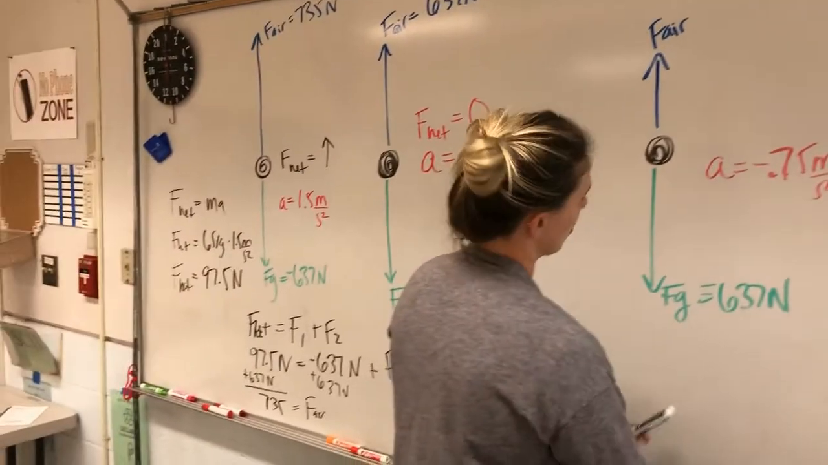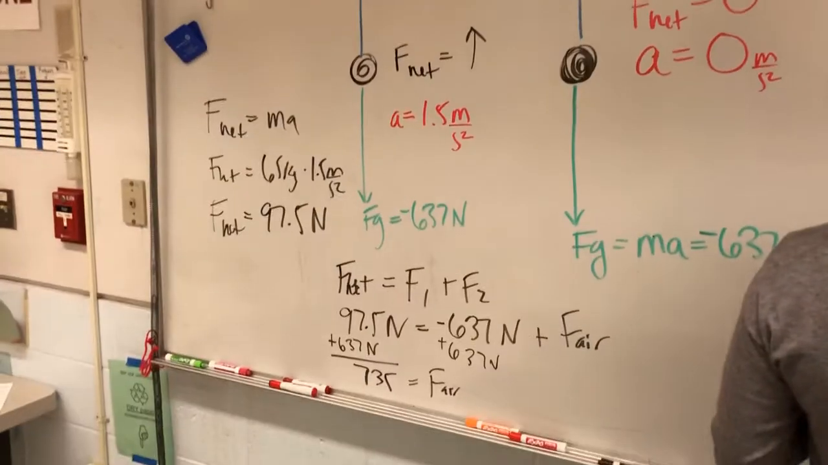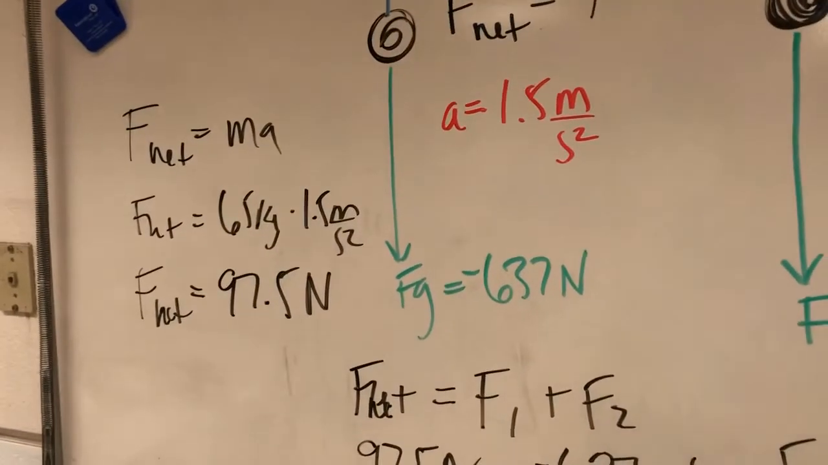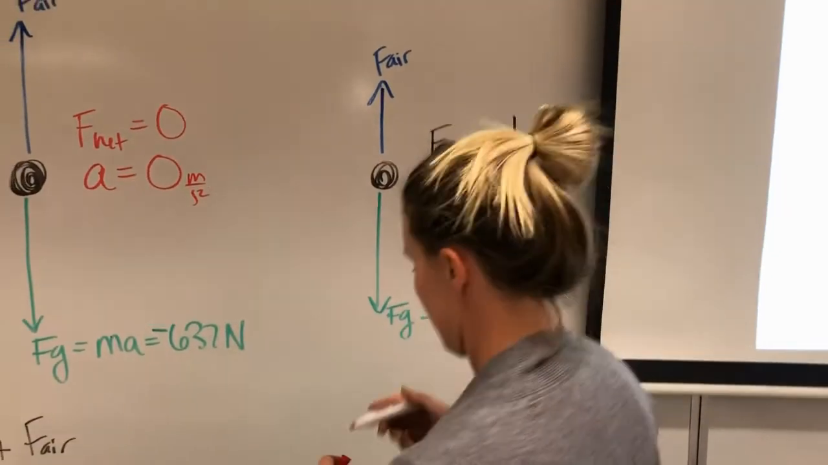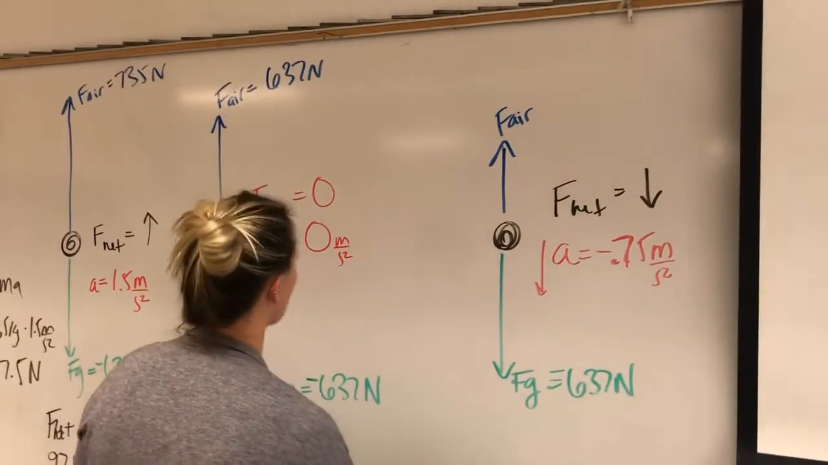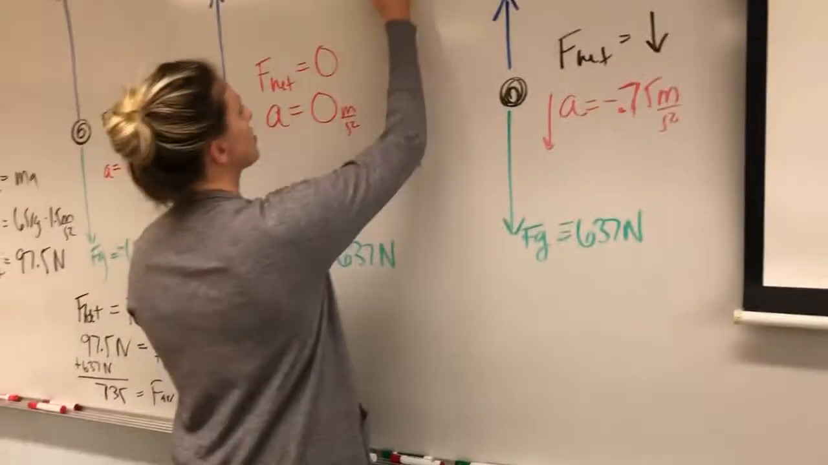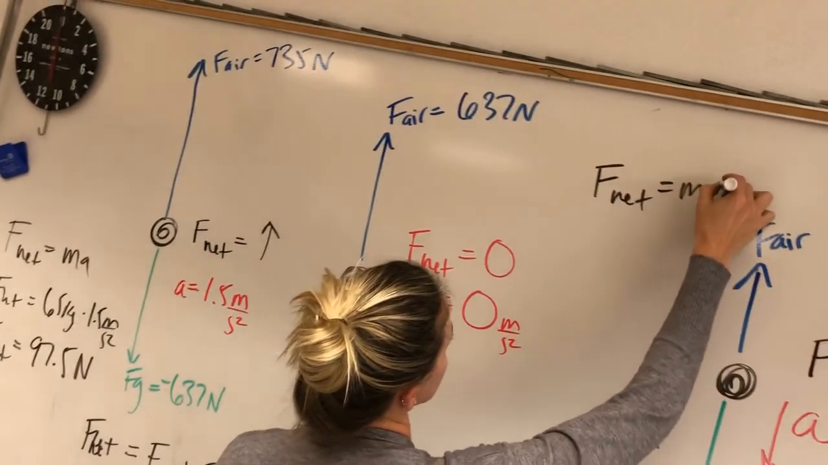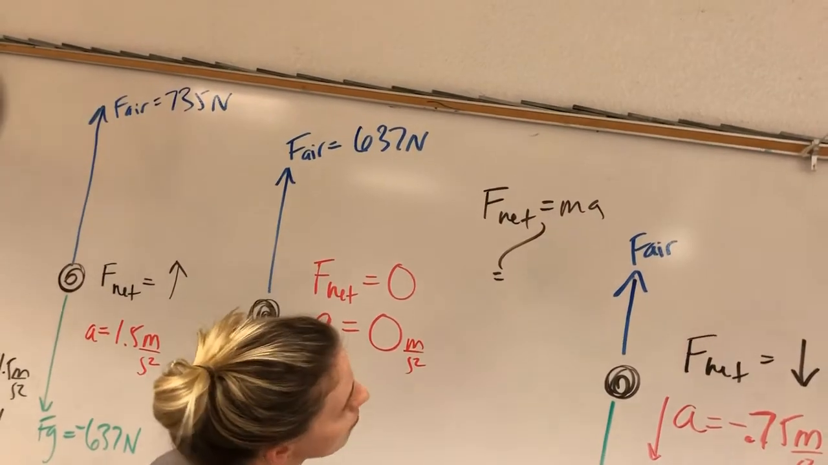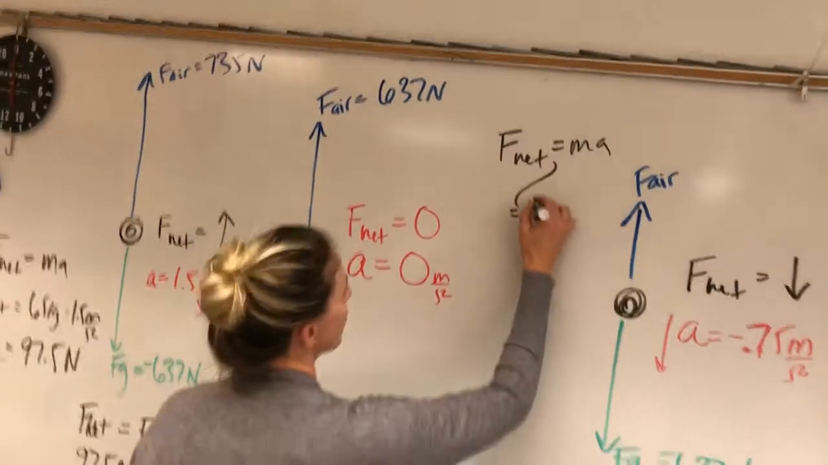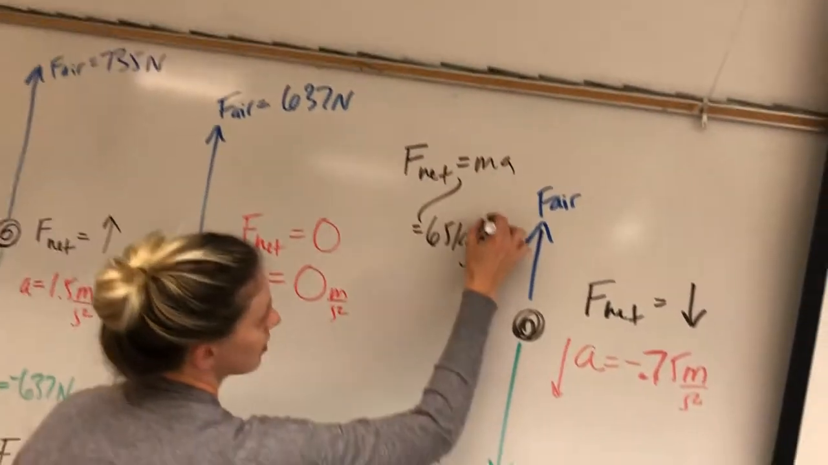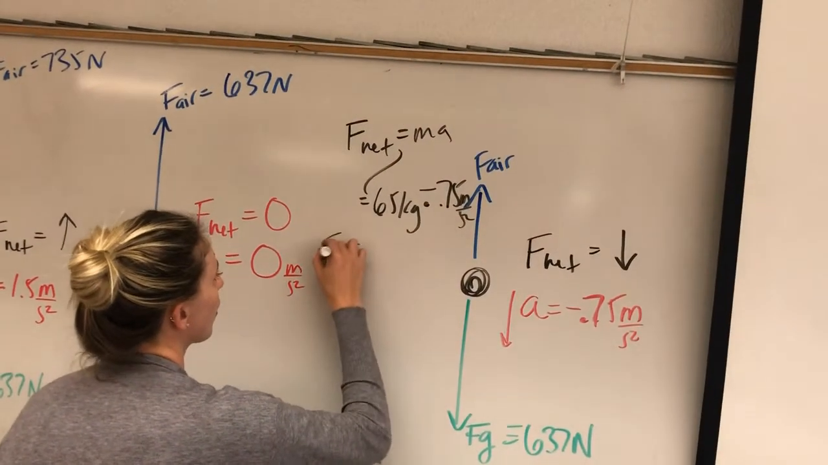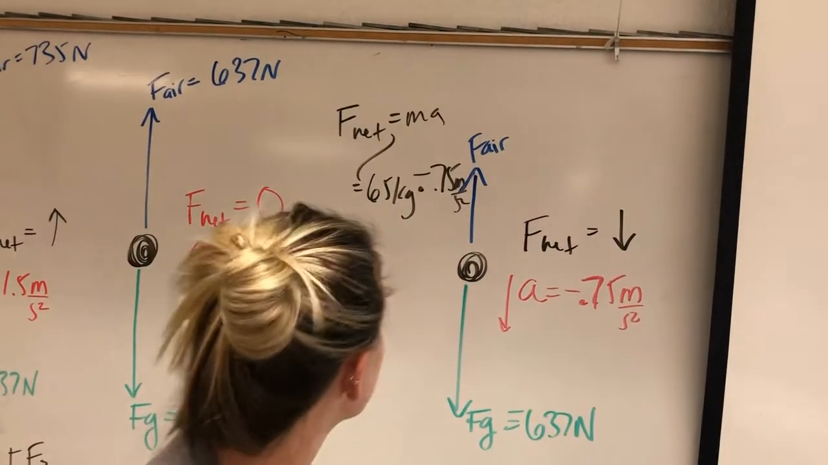So we have to do the same thing. What did we do before in order to find that? We calculated the net force, because we got the mass at 65 kilograms. We use this equation right here: force net equals mass times acceleration. Our mass is 65 kilograms. What's our acceleration now, though? It's negative 0.75. So our force net is going to be 65 times negative 0.75.